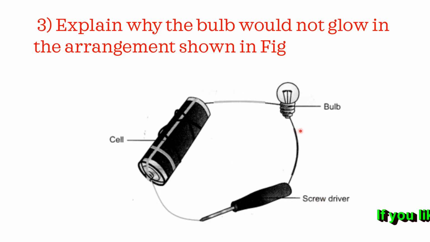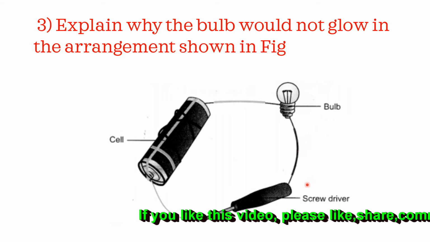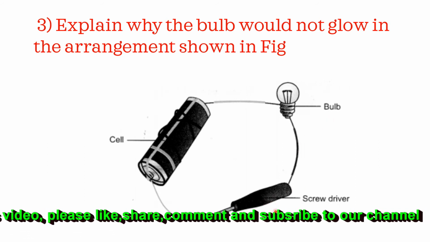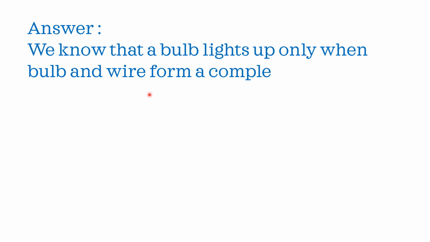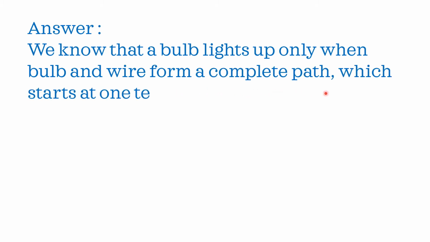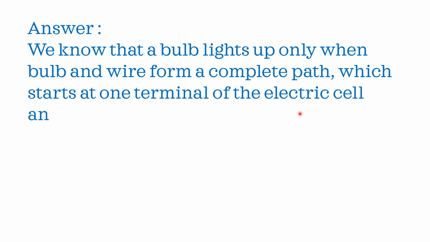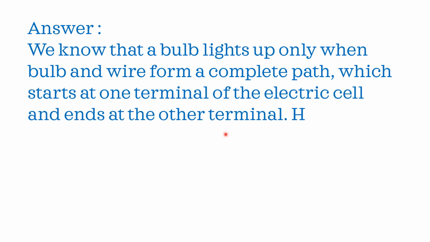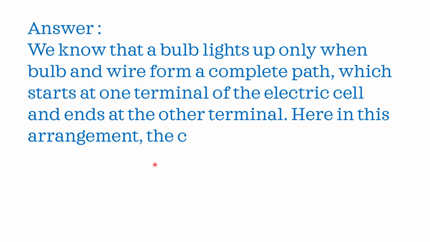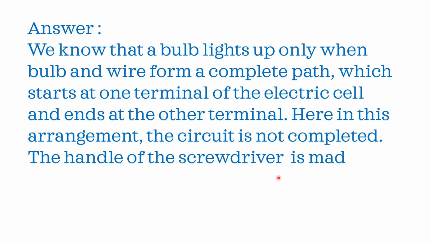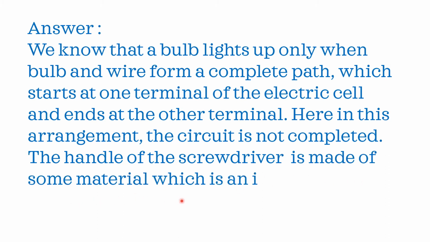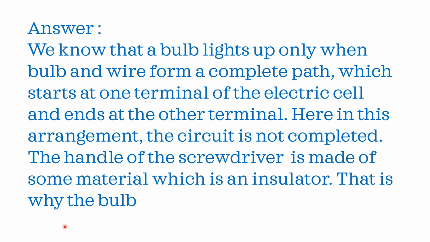Now is the bulb glowing? No, the bulb is not glowing. Why? Because it is an insulator. We know that a bulb lights up only when the bulb and wire form a complete path which starts at one terminal of the electric cell and ends at the other terminal. So here in this arrangement the circuit is not complete. The handle of the screwdriver is made of some other material which is an insulator. So that's why the bulb will not glow.